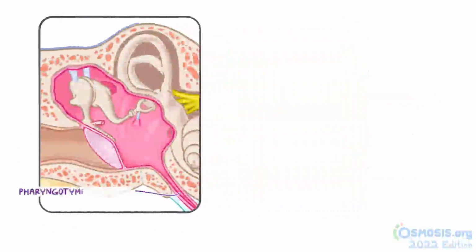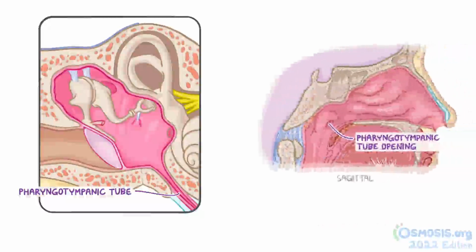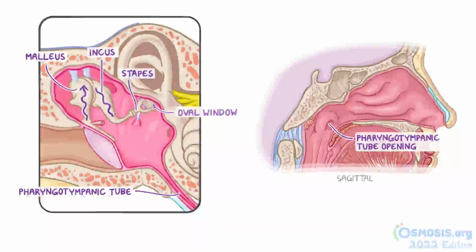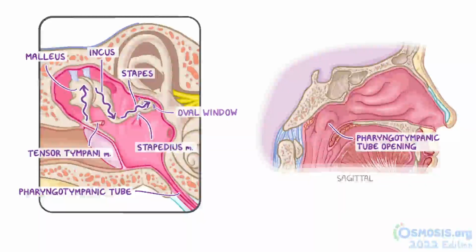The pharyngotympanic tube, also called the auditory tube, extends from an opening on the anterior wall to its opening in the nasopharynx. The 3 auditory ossicles, the malleus, incus, and stapes, are also housed within the tympanic cavity. These ossicles create a chain that connects the tympanic membrane to the oval window to transfer and amplify air vibrations into the inner ear to be processed as sound. The 2 muscles that dampen the movement of the auditory ossicles are the tensor tympani and the stapedius.